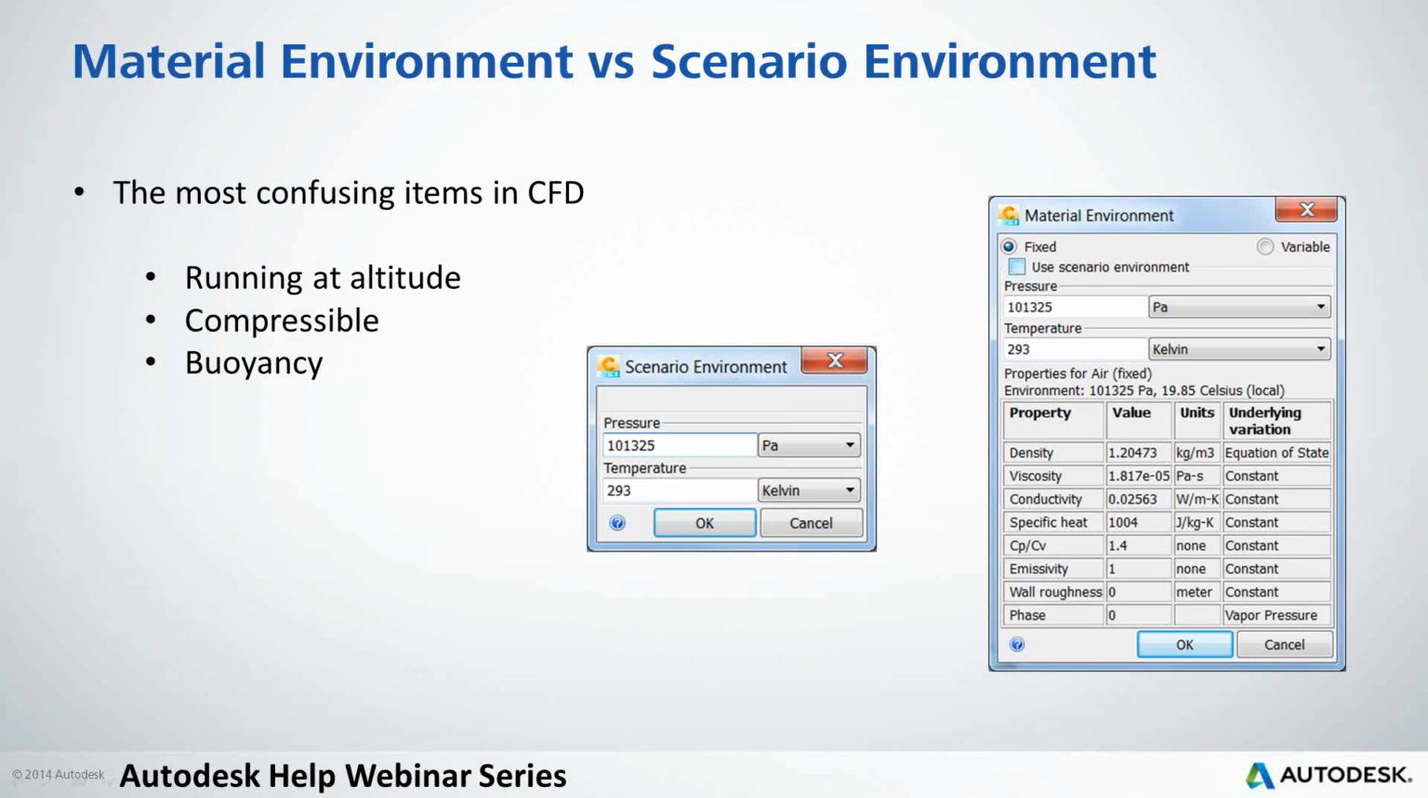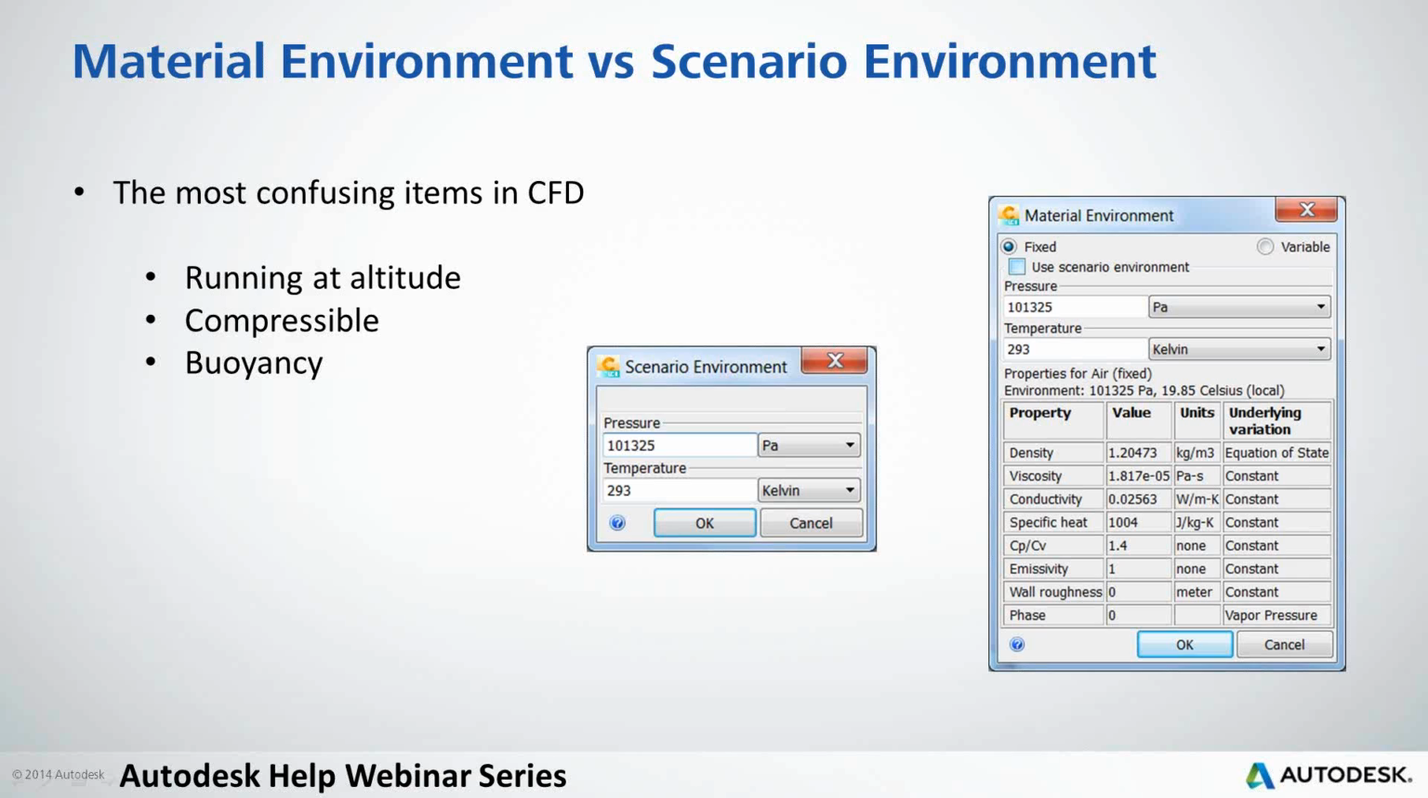So if you wanted to run something at altitude, you would change what the temperature and pressure for that altitude would be, and then all of your materials will pull their base values for each of their properties at that temperature and pressure. Another case that you might use this is if you're doing a compressible analysis, because you want to have all of your properties calculated at the local pressure if you're sitting in a pressurized environment.